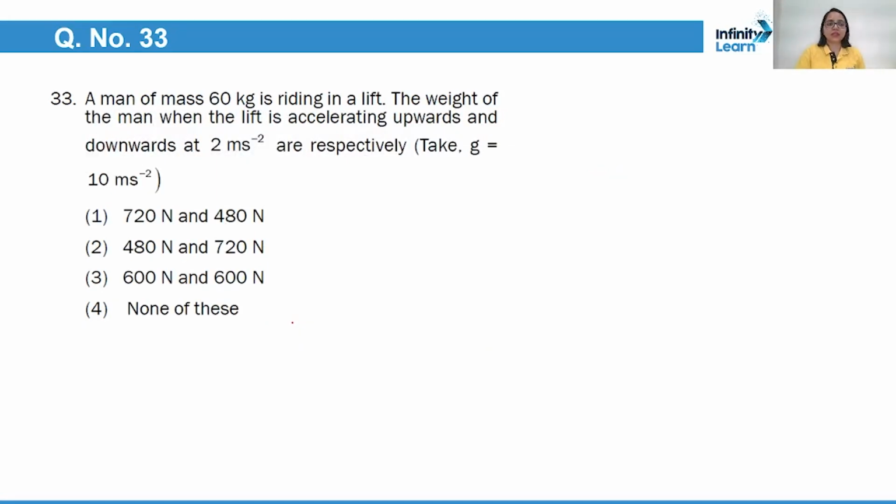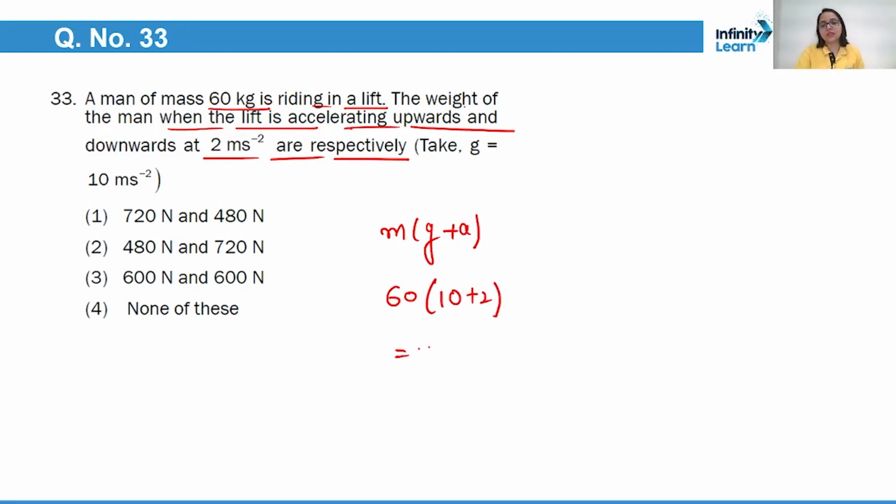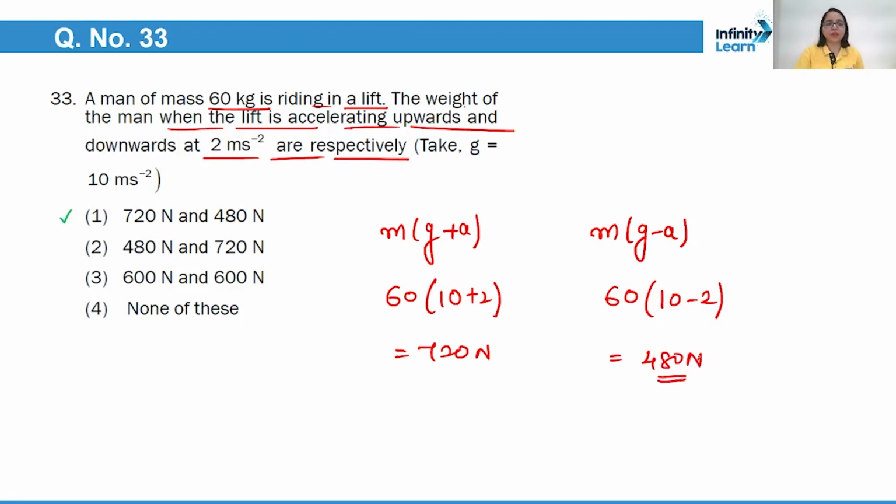Next is question number 33. A man of mass 60 kg is riding in a lift. The weight of the man when the lift is accelerating upwards and downwards at 2 meter per second square respectively. When the lift is accelerating upwards, the weight of the man will be m into g plus a. So this is 60 into 10 plus 2, that is 720 Newton. When the lift is accelerating downwards, the weight is m into g minus a. So it is 60 into 10 minus 2, that is 480 Newtons. So the correct answer is option 1.